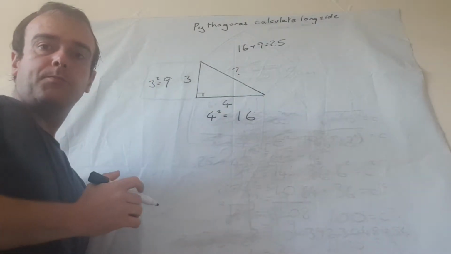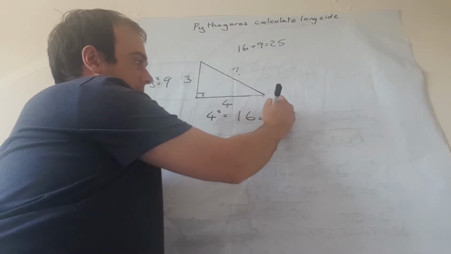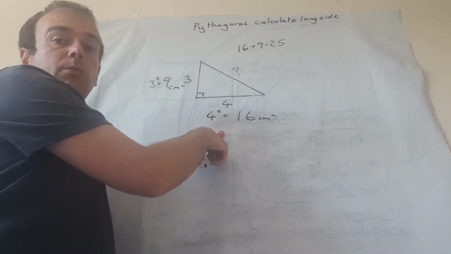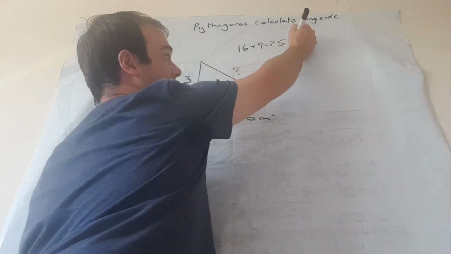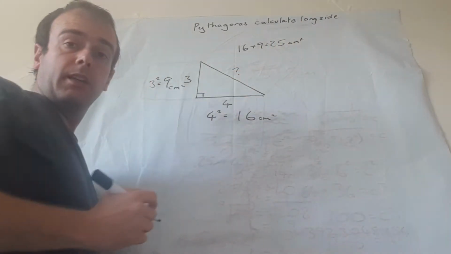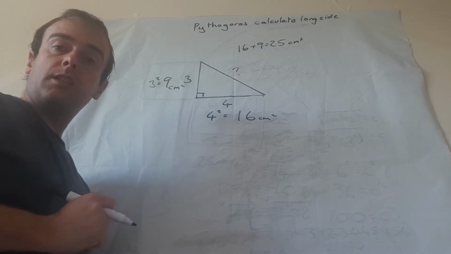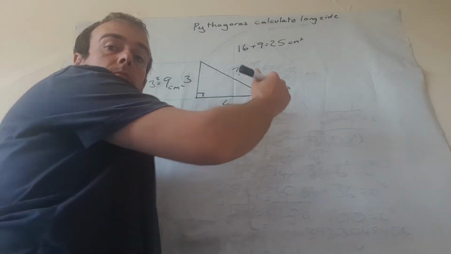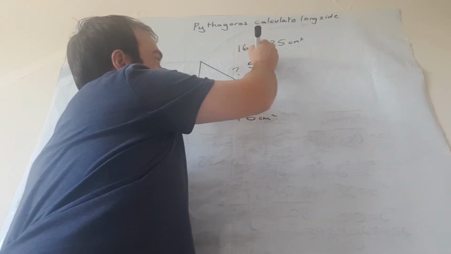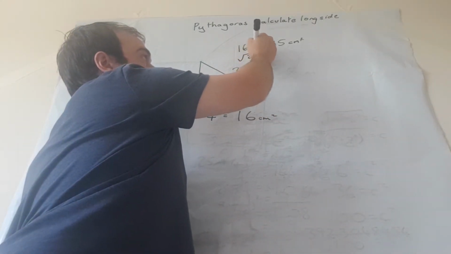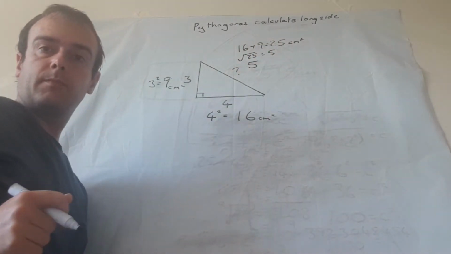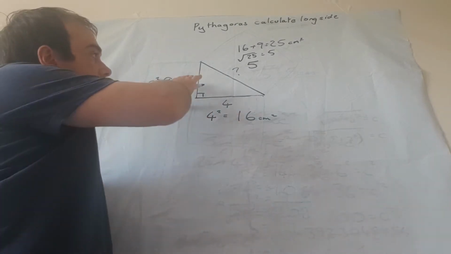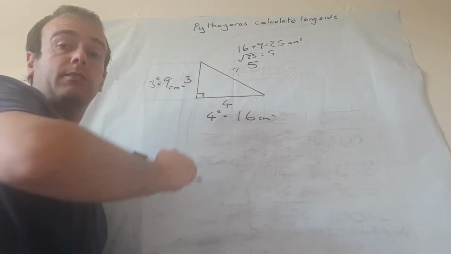So now I know that if this was centimetres, this is 9 centimetres squared, this area here would be 16 centimetres squared, and this one here would be 25 centimetres squared. So what would the side length be then? Well, what squared gives you 25? 5, because root 25 is 5. So the square root of 25 is 5. Now we know that this side is 3, this side is 4, and this side is 5.